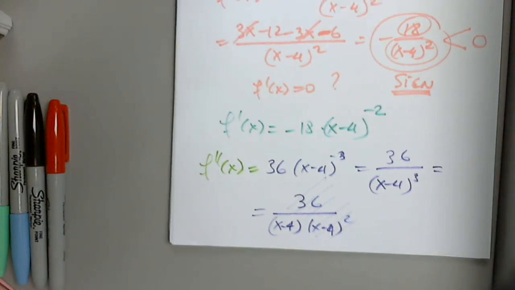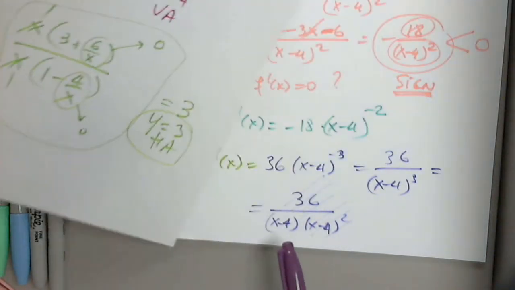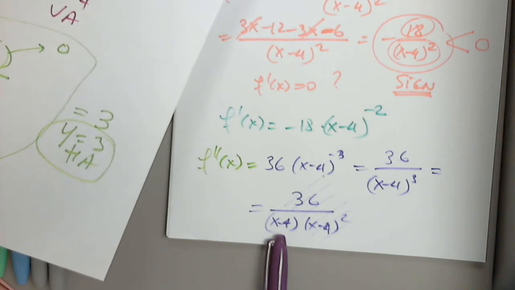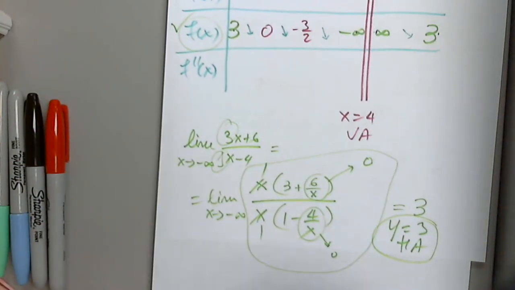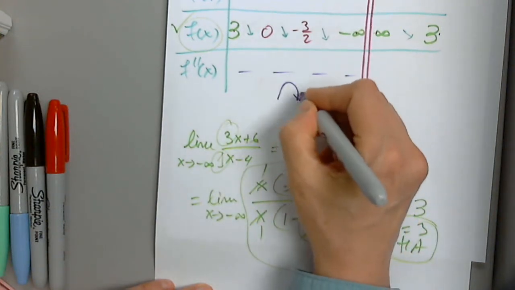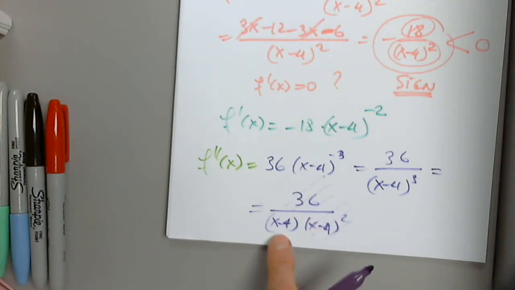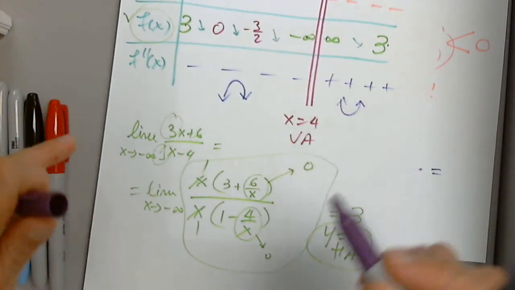So when I go back, it's never 0. When I go back to the table, when I plug in a number to the left of 4, what do I get? Yes, that's the sign. Very good. When I plug in a number, of course, only in this piece, I don't care for the rest. A number to the right of 4, what do I get? Good. That's all I need.